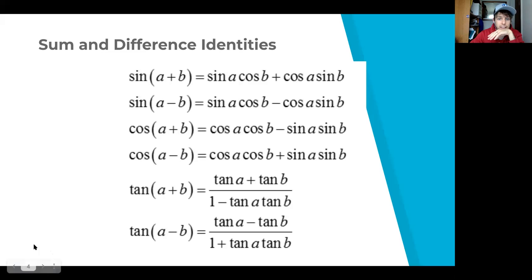So here are the identities for sum and difference formulas for sine, cosine, and tangent. We are mostly just going to be looking at these sine and cosine sum and difference formulas. So sum when it's plus, difference when it's minus. And we had that problem where we were doing 30 plus 45, right, to get a 75-degree angle.